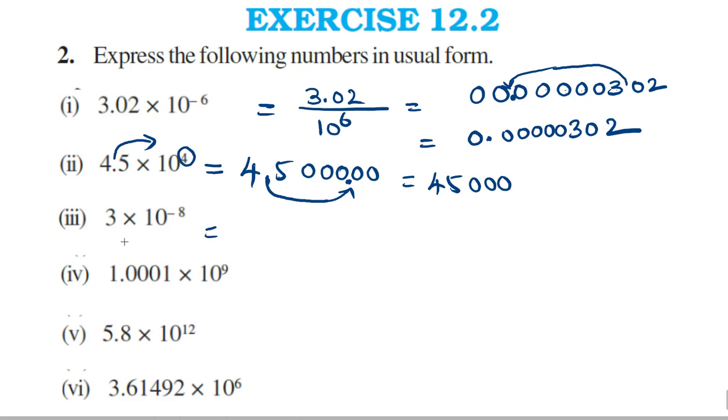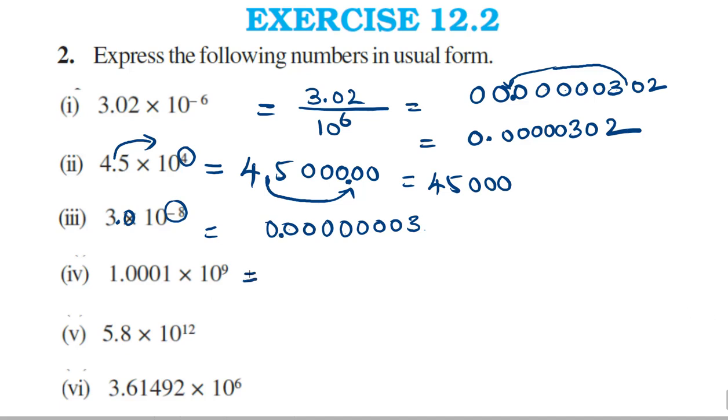Now this is equal to 3 into 10 to the power of negative 8 we have. So before 3 we need to write zeros. 1, 2, 3, 4, 5, 6, 7, 8. So here negative 8 we have. 3 means we can take that one as 3.0. How many units do we need to move left? 8 units. So suppose here is the point. 1, 2, 3, 4, 5, 6, 7, 8. So that means here we can put the point.